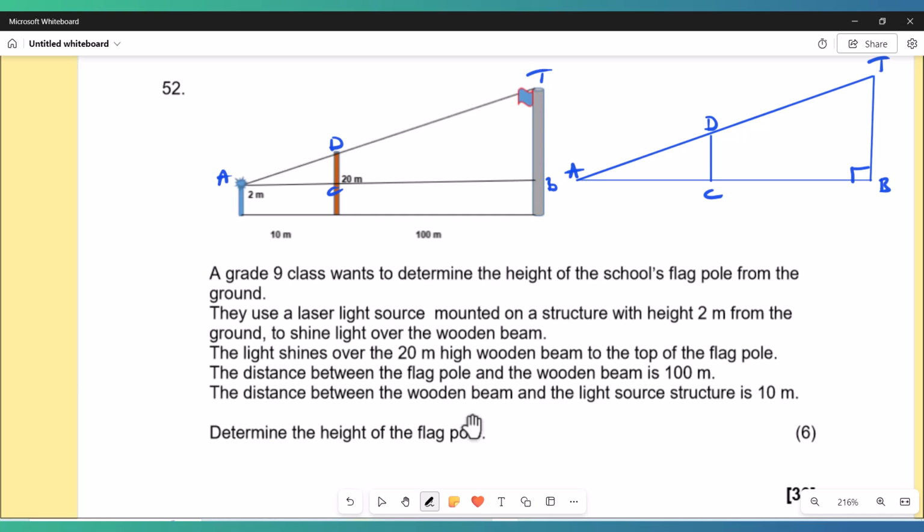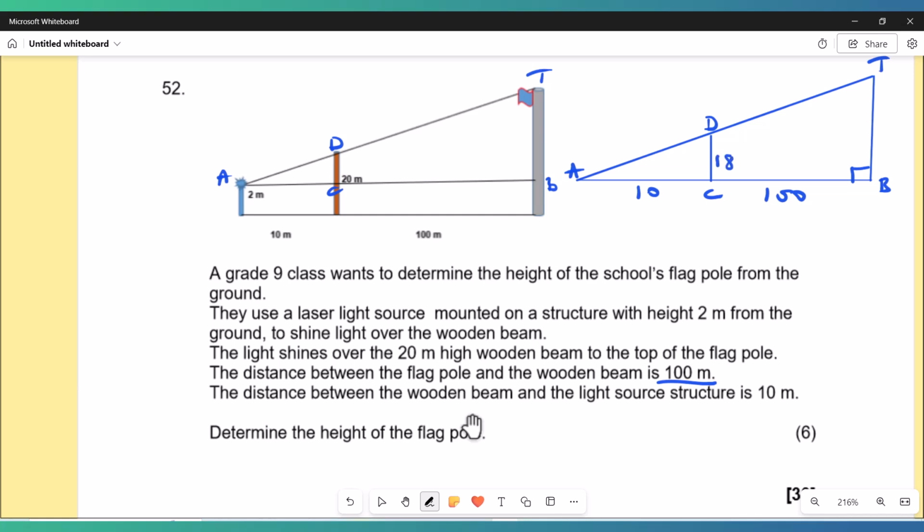So if I can find my TB, I'll just add the height of the 2 meters of the beam next. Now from B to C it is 10 meters. Then from C to D, they said 100. They said that the distance between the flagpole and the wooden beam is 100 meters. But then they said that this is 20. They said that the light shines over the 20-meter high wooden beam. So this one is 20 meters in total, but this is 2, so this must be 18 here.